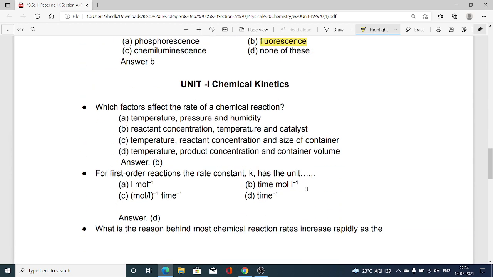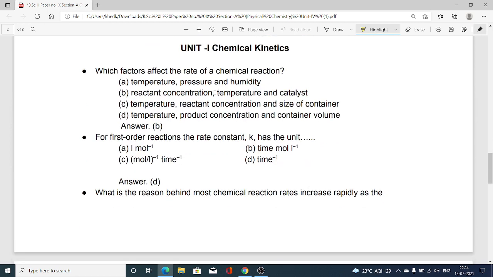I am explaining some selected MCQs on chemical kinetics also from unit 1. Which factors affect the rate of chemical reaction? Amongst options A, B, C and D, we have to find out the correct option, that is, which factors are affecting the chemical reaction.